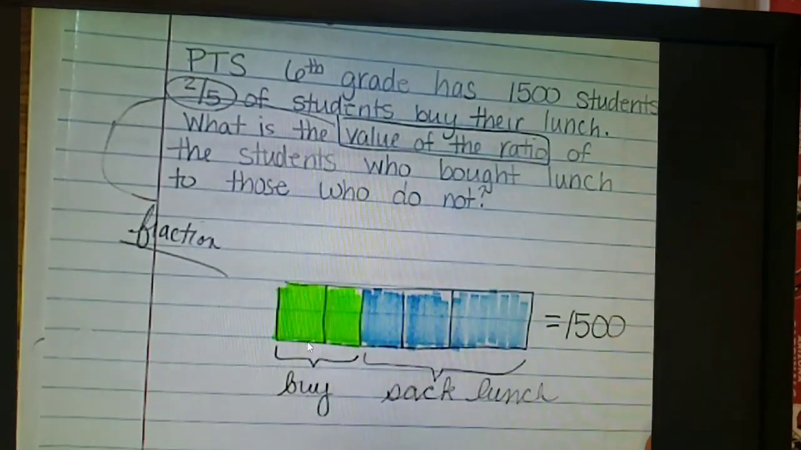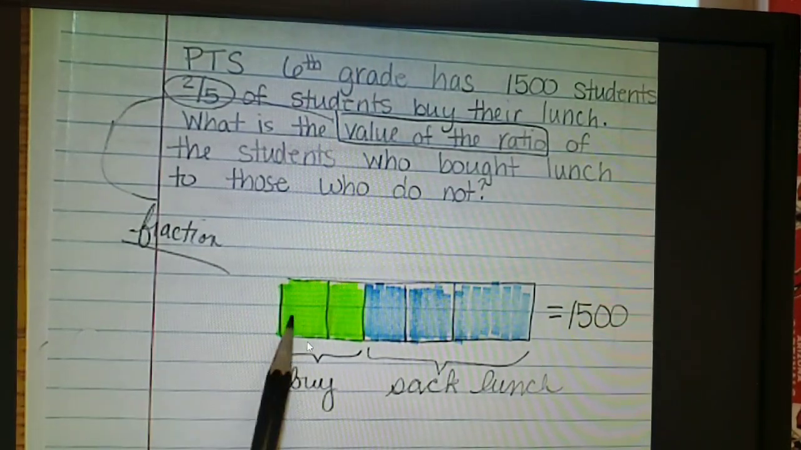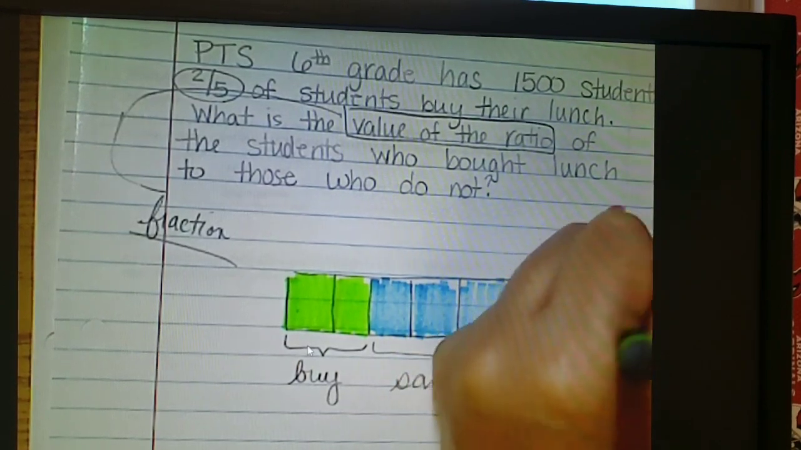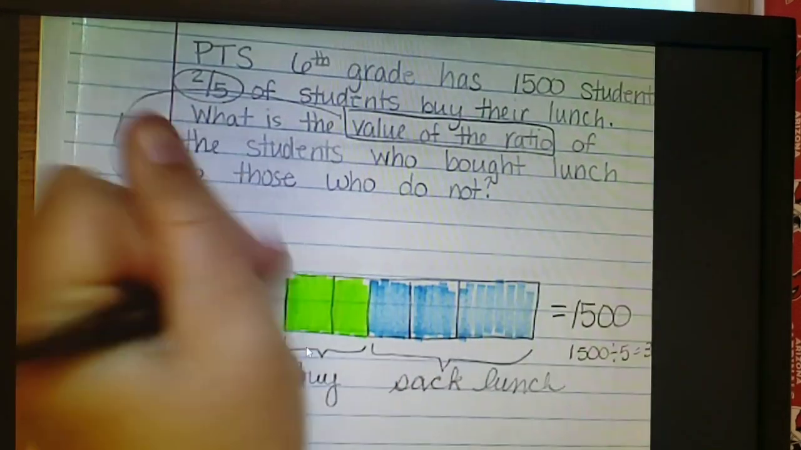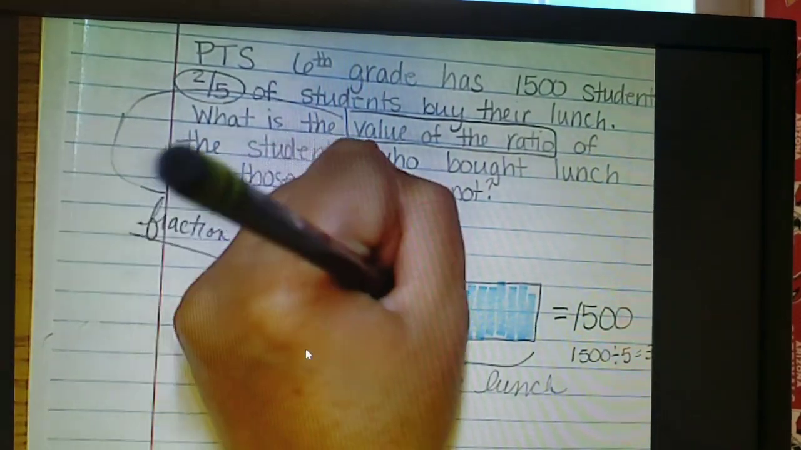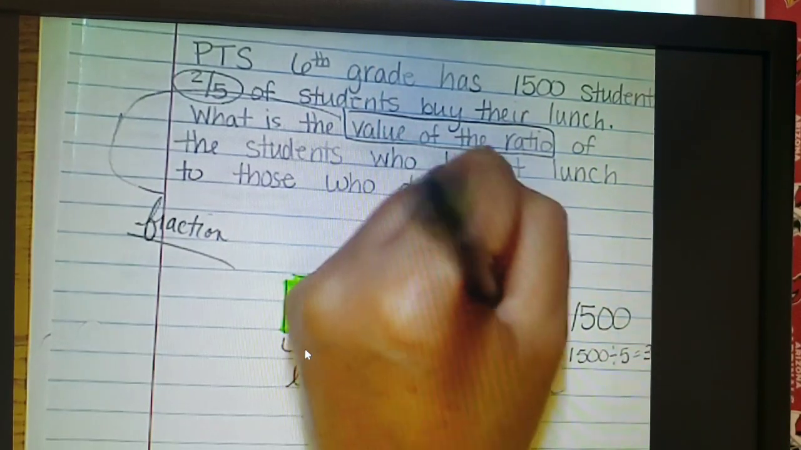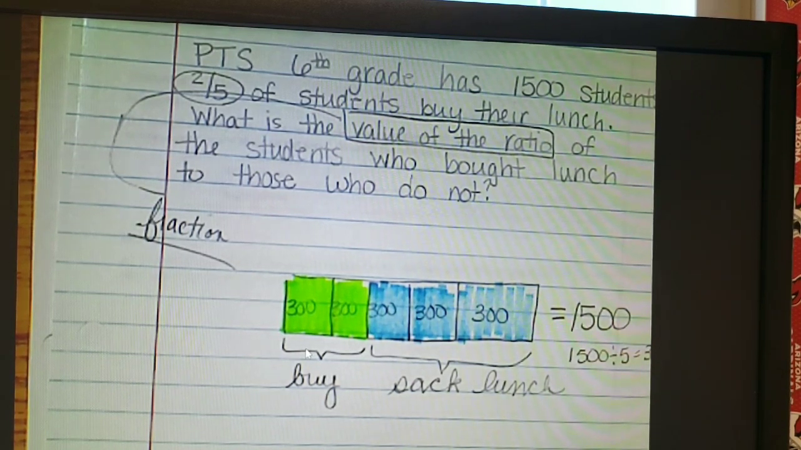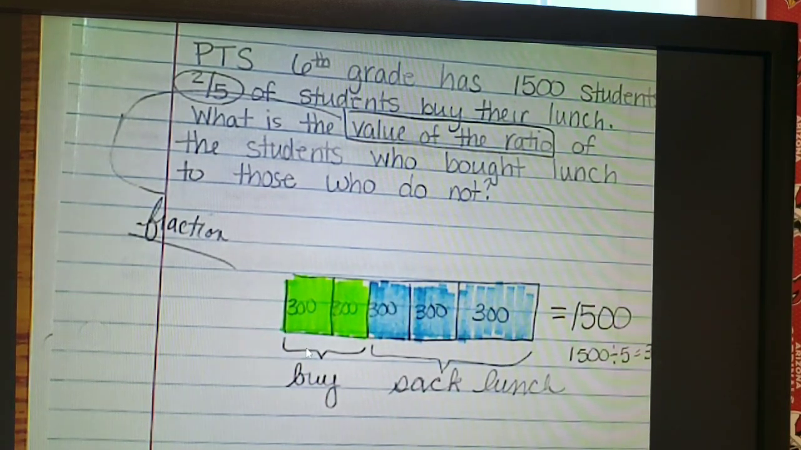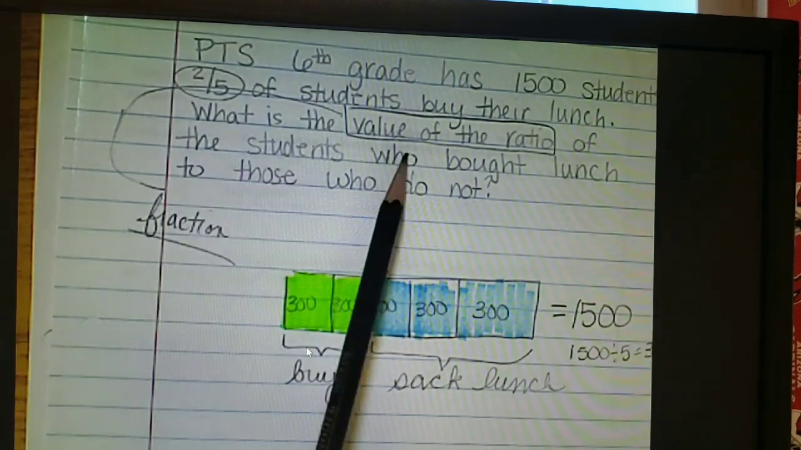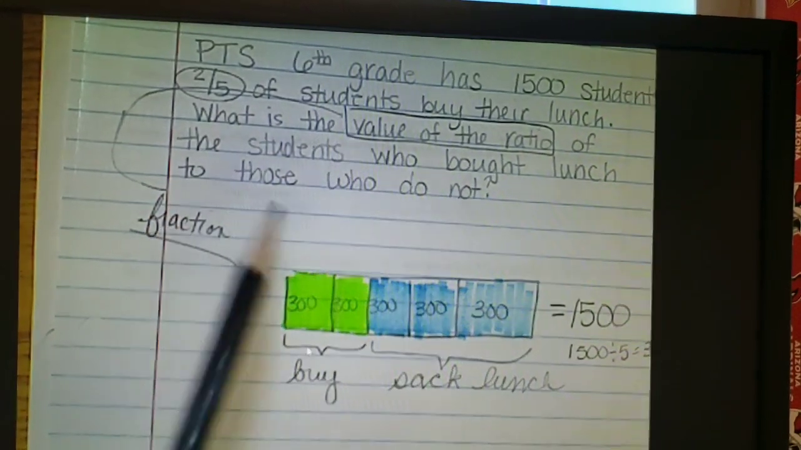1,500 students total. Okay, so there's 1, 2, 3, 4, 5. So we would take 1,500 divided by 5, and each one of these would be 300. So 300, 300, 300, 300, 300. Okay, so when I have it, okay, we're going to look at, our question is ratio of students who bought lunch to those who did not.